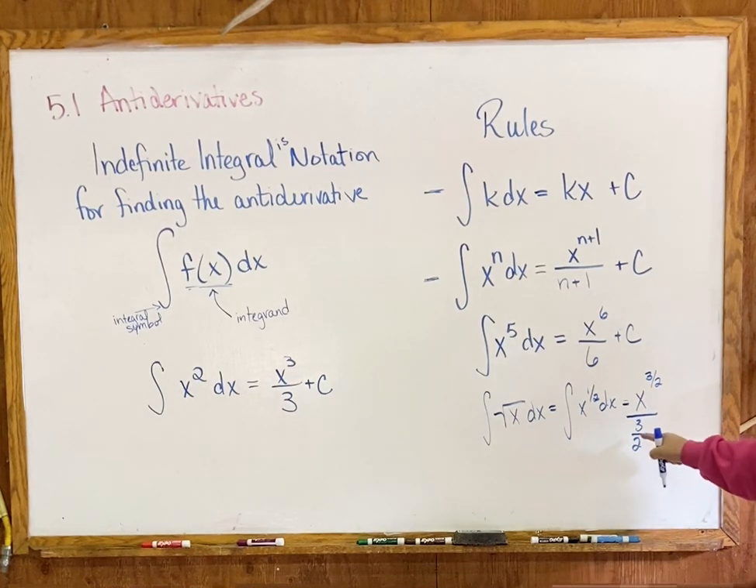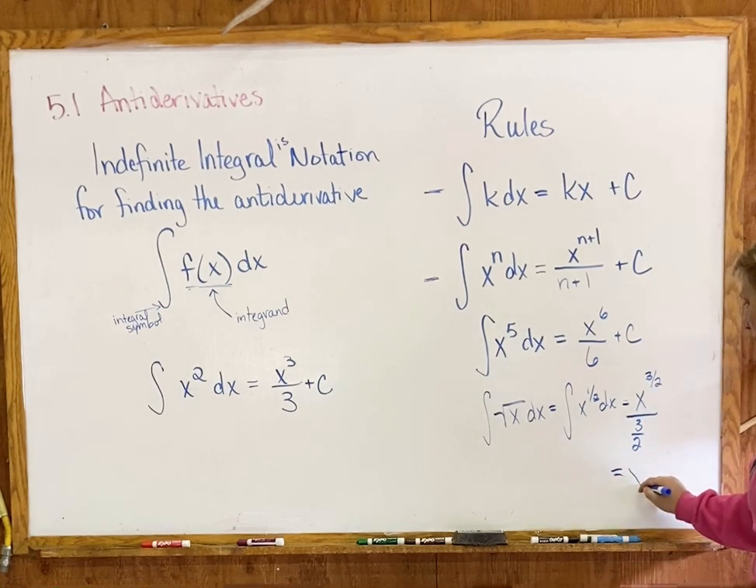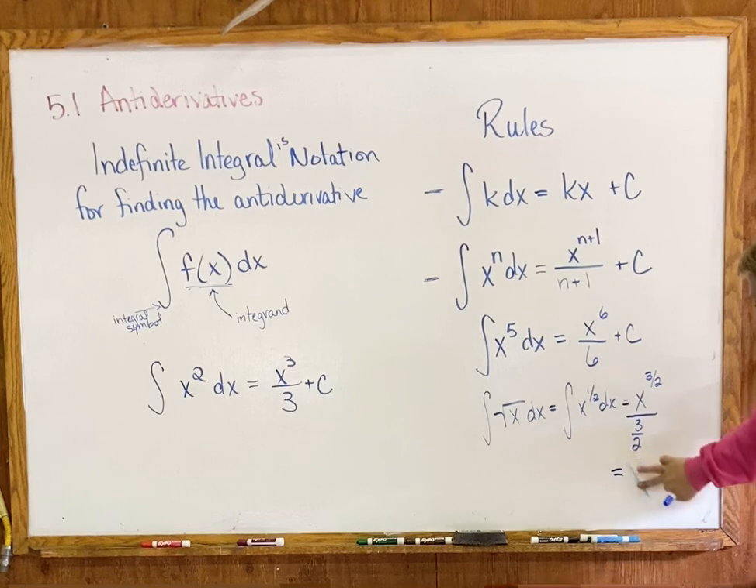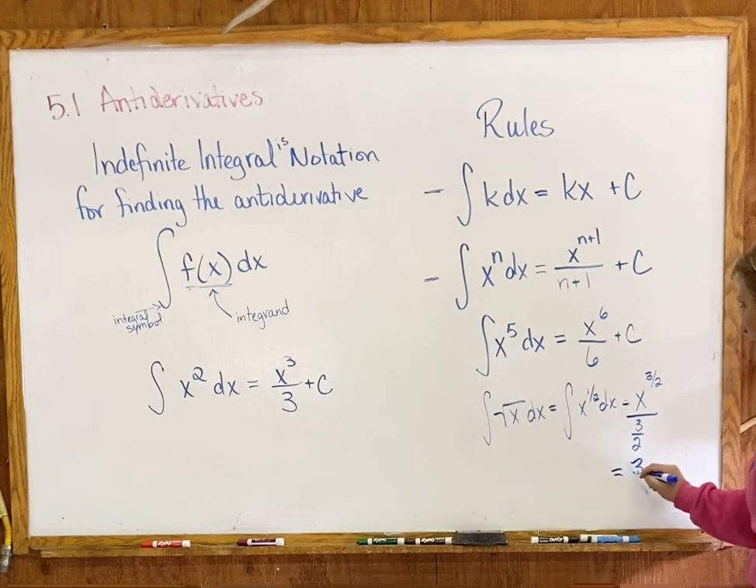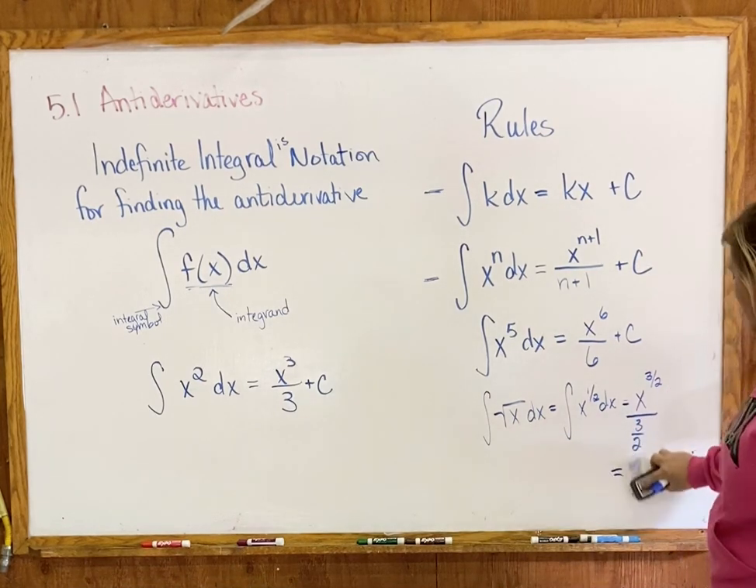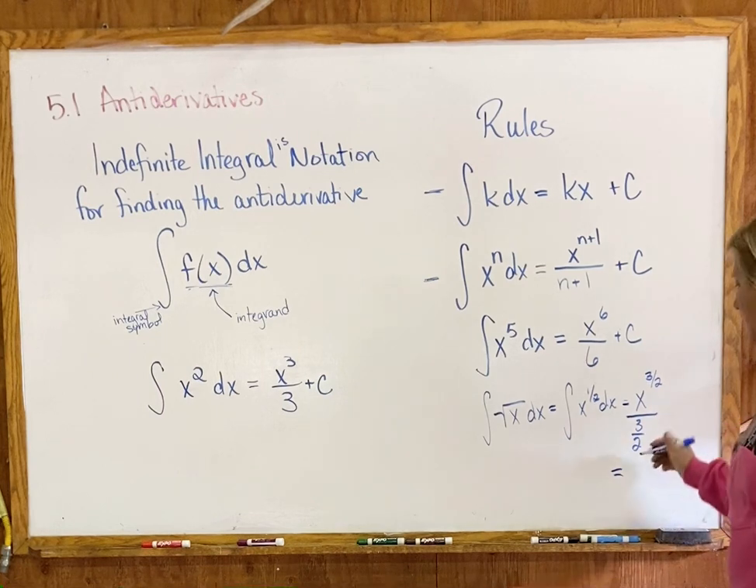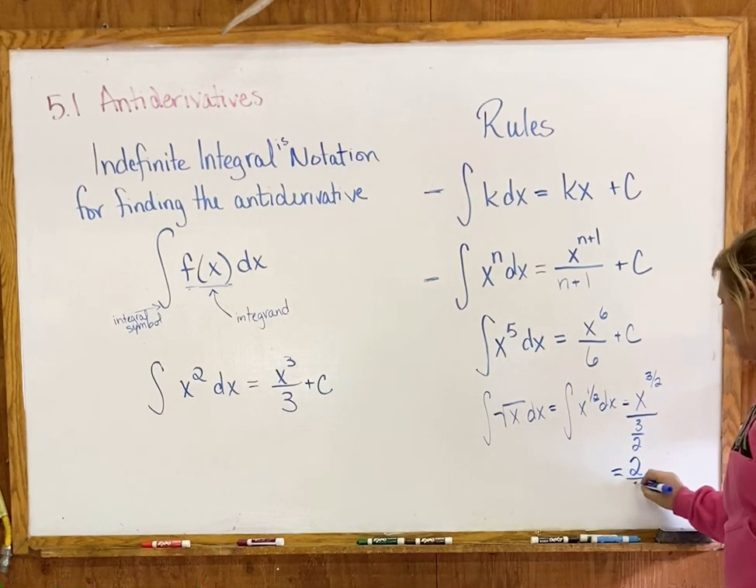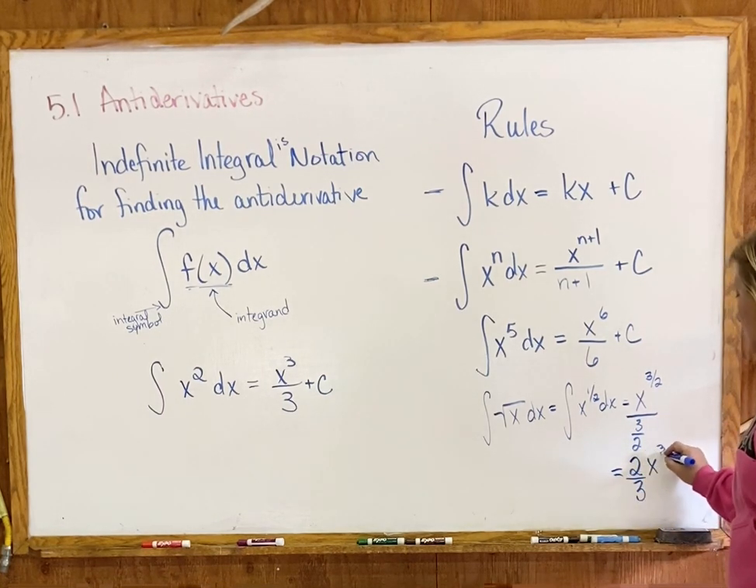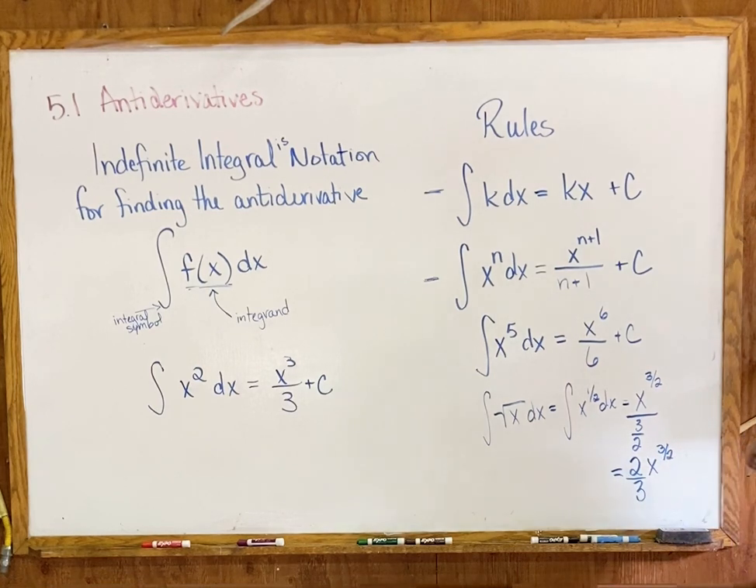Now I don't ever want you to leave that like that. So let's think about that. If we're dividing by 3 halves, it's actually like taking the reciprocal. So flip and multiply, so it'll be 2/3 x to the 3 halves. So we can most definitely do this with fractions, okay? We just have to think about it and it's not as pretty as before, okay? And then don't forget your plus c.